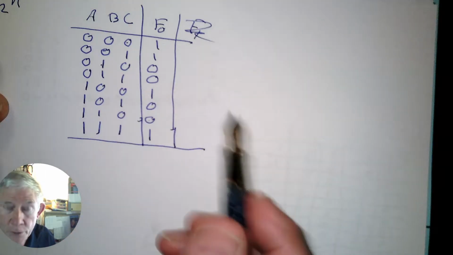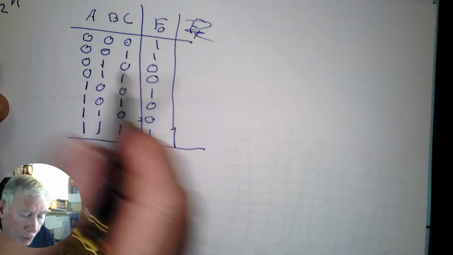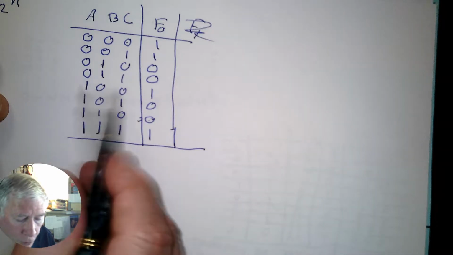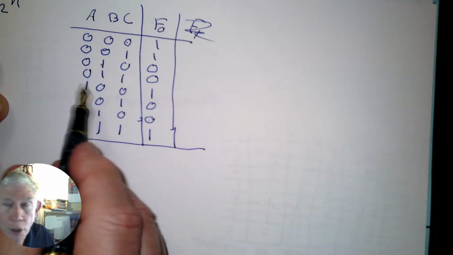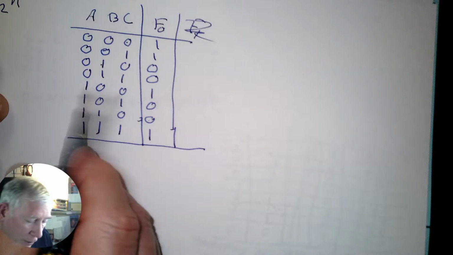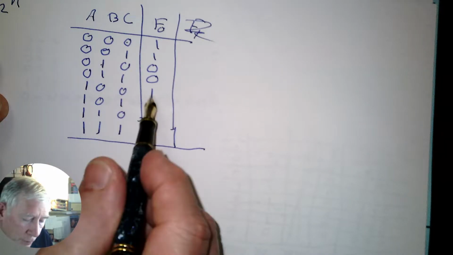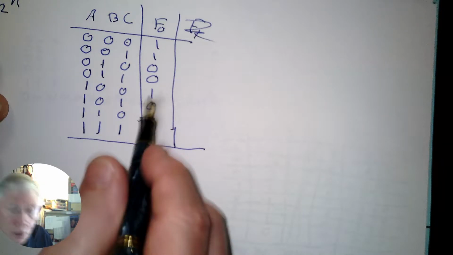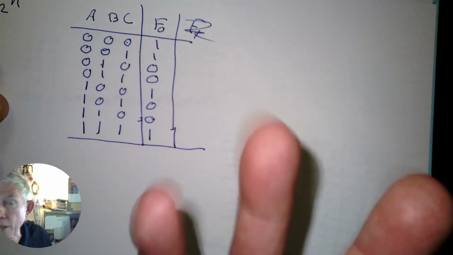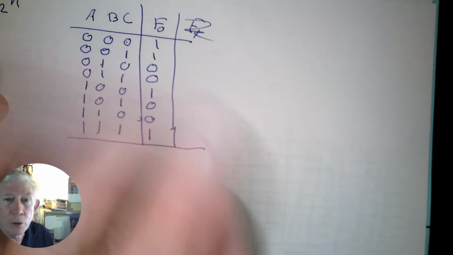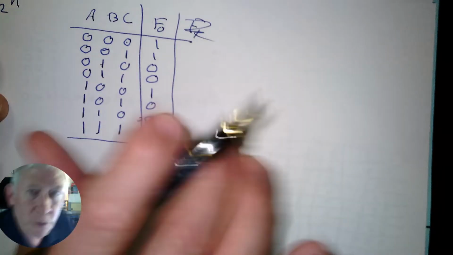We get it from our customer, or we get it from God. If one of these rows is known to the customer to never occur, so it'll never be the case, say, that A is 1 and B and C are both 0, in that case, instead of putting a 1 here, we'll put an X to tell us that we can choose that to be a 1 or a 0, whichever is more convenient for simplifying our function.